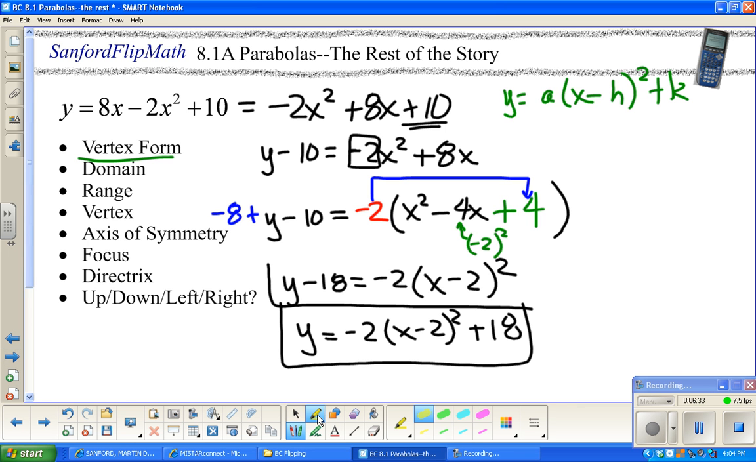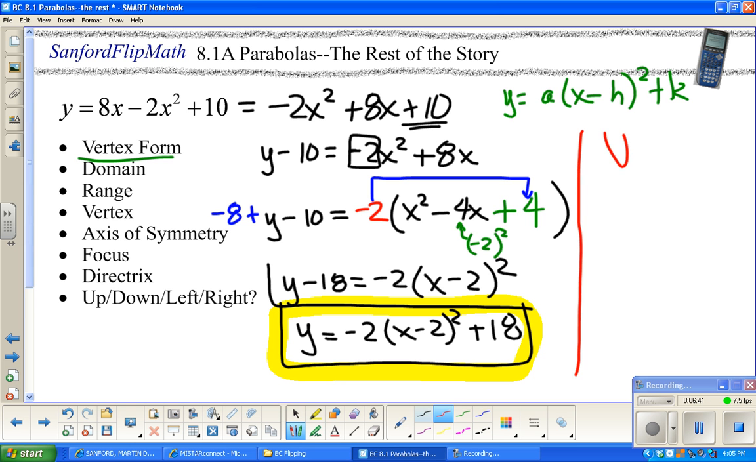Okay, so this is vertex form. Okay, so now, vertex. Well, the x value is with the x. It's inside, so it's inverse. The y value is on the outside. Okay, in this case.